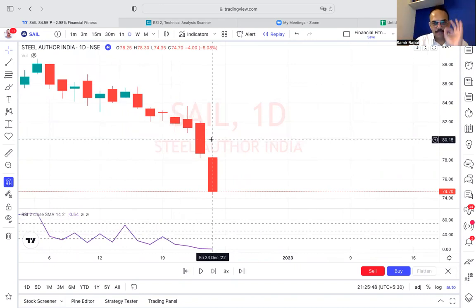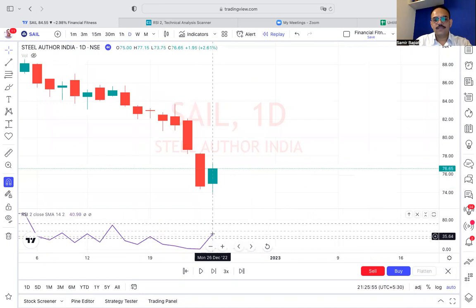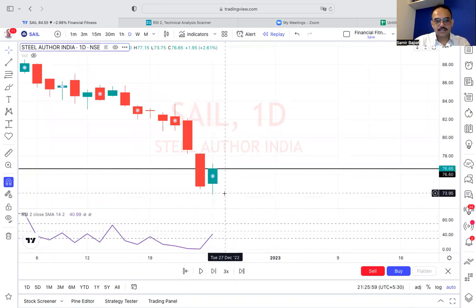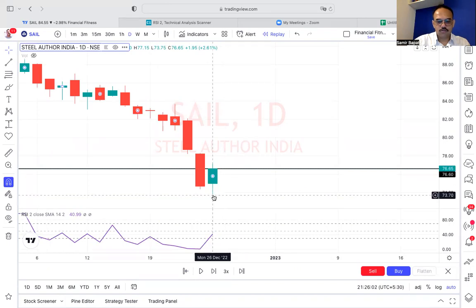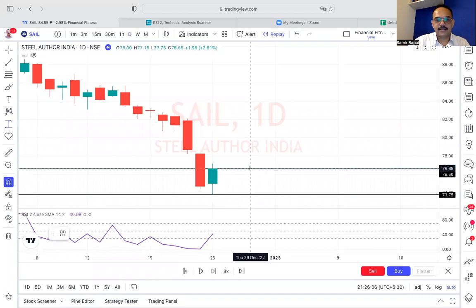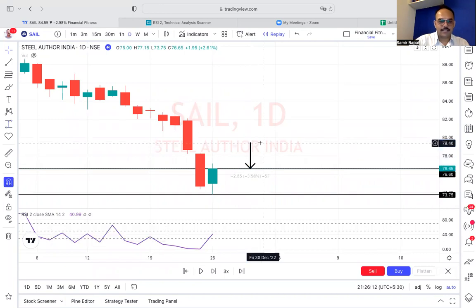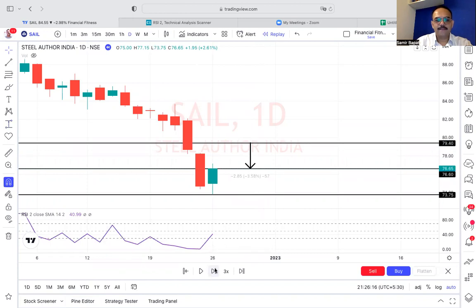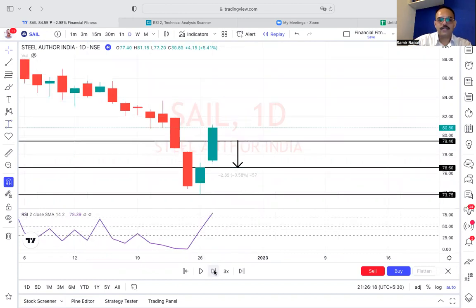The RSI, if I'm keeping the mouse, RSI is below 1. Then next day, RSI has to go above 5. It has gone. This is my buy price. This is my stop loss below the low. This is my target. And I did all the risk calculation. You have to do risk management and everything. Take the trade. And next day itself, it has gone.